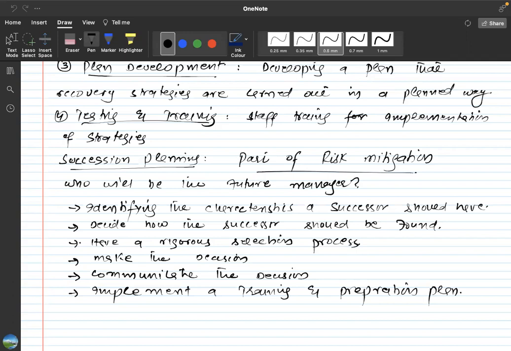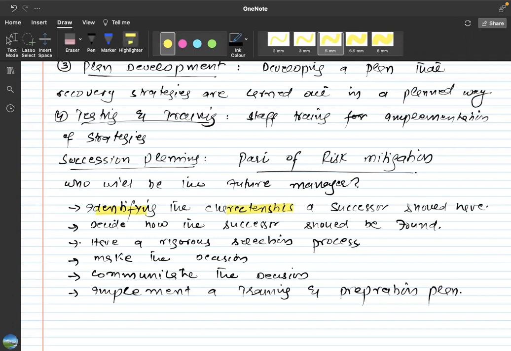First of all, we can identify the characteristics of a successor that should have. We can see what characteristics the current managers and the directors are having, current CEO is having, and we can see what characteristics or attributes the next managers or the next CEO might have. We can also identify the weaknesses that current CEO is having or the current managers are having, so that we can find out the next person without those weaknesses.